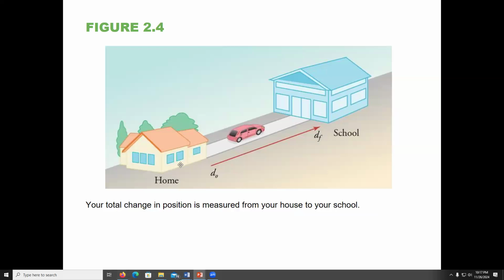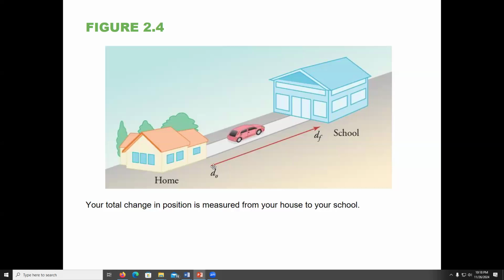So you started off at home, you went to school, that's 1 mile. So your distance, you crossed 1 mile, your displacement, you are 1 mile away from your d naught, where you started. So here your distance and displacement are equal. When you return, your distance is 2 miles, but your final position is your return to the home. So you are zero units away from your initial position.